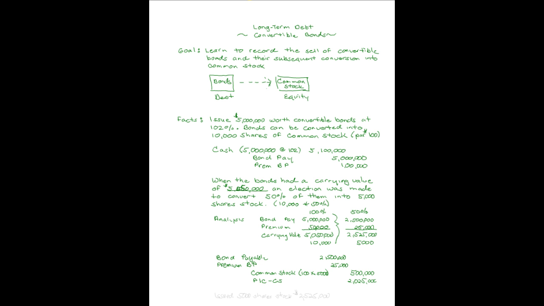So you issued some common stock. The bottom line is you issued 5,000 shares of stock for $2,525,000. You didn't get cash in the amount of $2,525,000. Rather, you use that to eliminate debt. Don't you just think that that is fascinating?